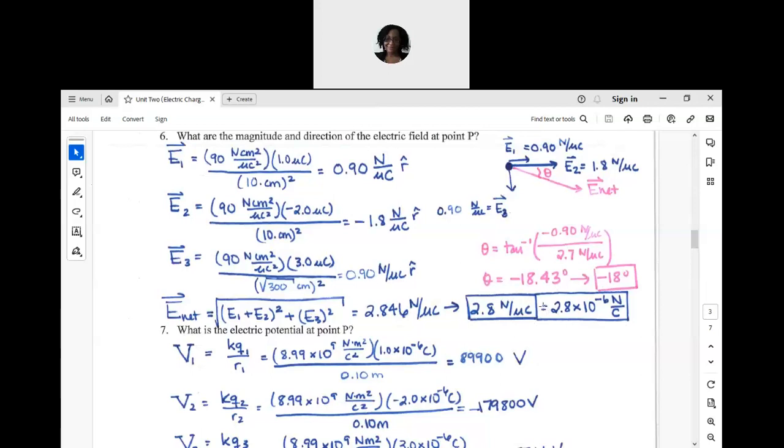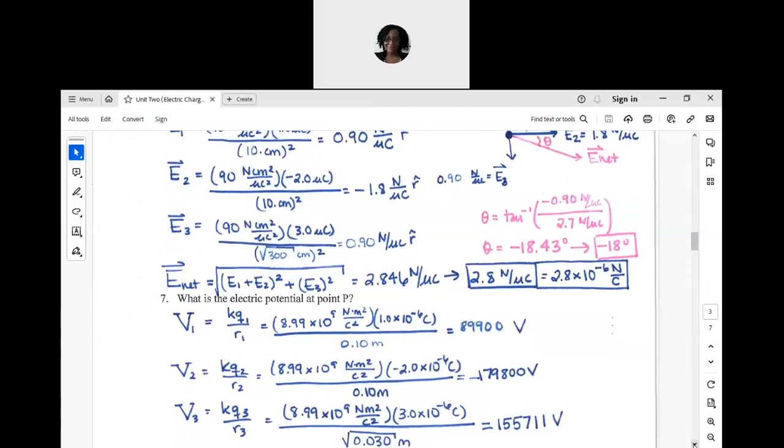If you did this process using coulombs and meters instead, you would get 2.8 times 10 to the negative 6 newtons per coulomb. And then finally, I'm calculating the angle between the net field vector and the positive x axis by taking an inverse tangent and using the x and the y components as I know them.